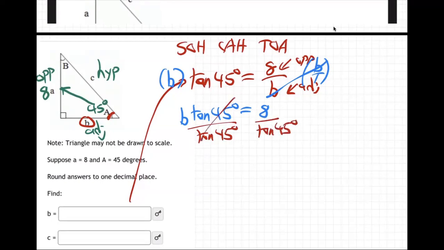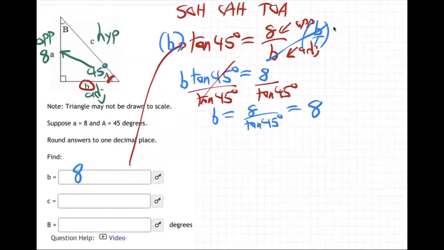Boom. I've got little b. Little b is 8 over tan 45. Hit the buttons on my calculator. Make sure you're in degree mode. Check your mode on your calculator. Make sure I'm doing mine right now. Make sure I'm in degree mode. 8 divided by tan of 45. I'm getting, oh, just straight 8. That was nice. Just straight 8. All right. Next, little c. So I'm going to put that here. Straight 8 right there.